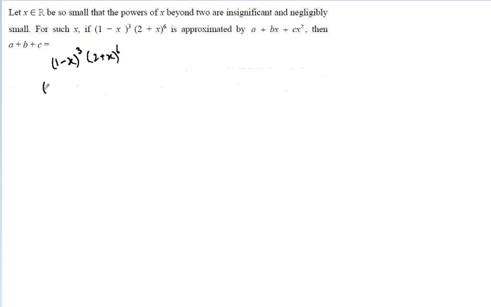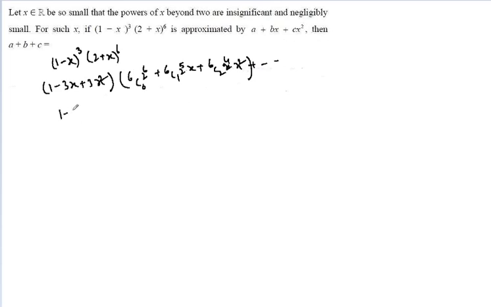1 minus x whole cube, that is 1 minus 3x plus 3x square minus x cube. So neglecting x cube and higher terms, that is x cube is deleted. So 2 plus x whole to the power of 6, that is 6C0 2 to the power of 6 plus 6C1 2 power 5 into x power 1 plus 6C2 into 2 to the power of 4 into x square and so on. The terms are neglected because x cube and x power 4 terms are neglected.